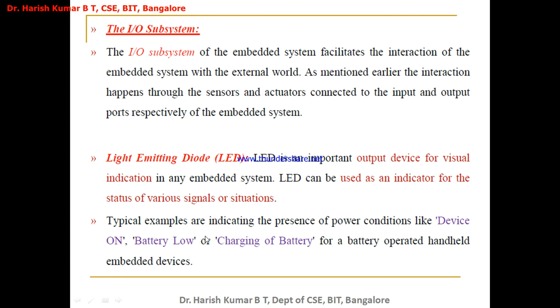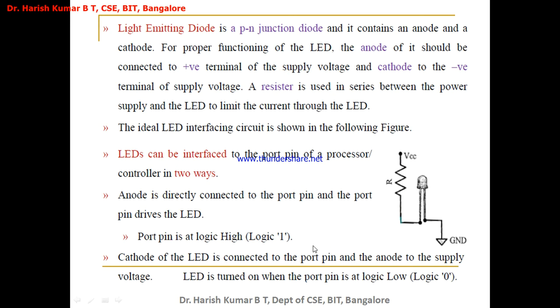For example, we use LED for giving an indication to the user when the device is on, when the device is off, when the battery goes low, and during charging of the battery. So just to give all these indications to the user, LED is used. And LED is one output device or one actuator. Now we are going to understand a few basics with respect to the light emitting diode, which is LED.